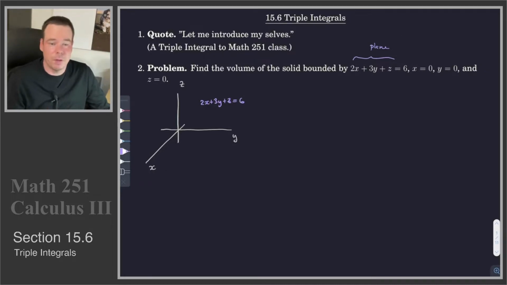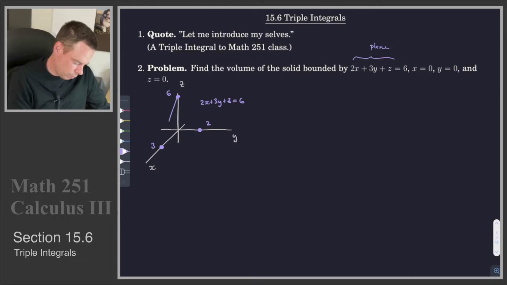And so I'm just going to pick off 3 points, namely the 3 intersection points with the coordinate axes. So when does it intersect the x-axis? That's when y and z are both 0, so that's when x is equal to 3. When does it intersect the y-axis? That's when x and z are both 0, so y is equal to 2. And the intersection with the z-axis happens at z equals 6.